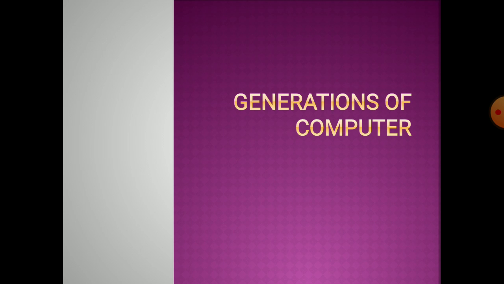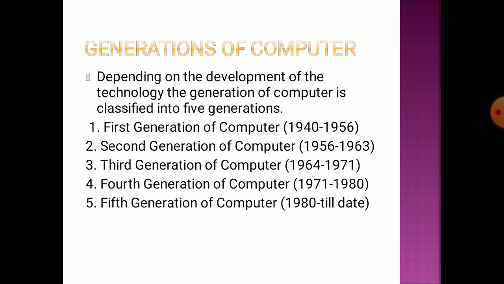So, based on the evolution of your computer, how the technology has changed, the era of computer invention has changed. Totally, we have 5 generations of the computer, named in the same way: first generation, second generation, third generation, fourth generation, and the fifth generation. Depending upon the development of the technology, these generations have been classified.